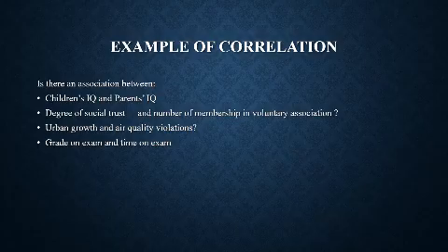So here are some examples. Is there a relationship between children's IQ and parents' IQ? If you want to examine the degree of social trust related to association membership, is overall growth related to air quality violation, do students who spend more time on exam score better? For examining this kind of thing we use correlation. These are all about relationship, not causation.